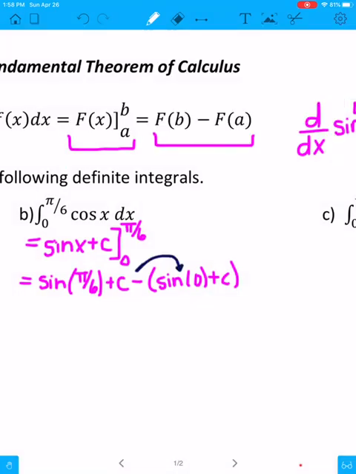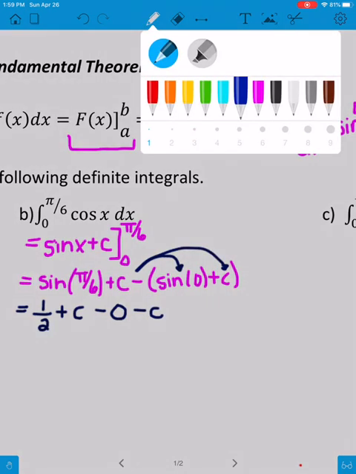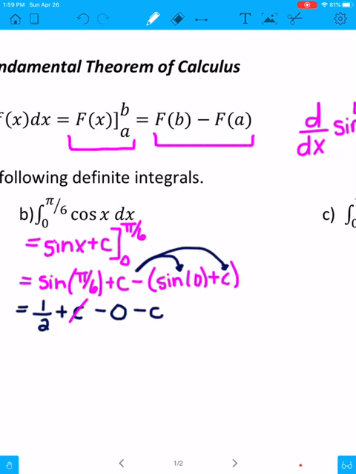So we're going to have to subtract that and subtract that. That's why we need to make sure we have brackets. So sine of pi over 6 is what y is at pi over 6, or 30 degrees, which is a half, plus c. Sine of 0 is what y is at 0, which is 0. And then I have to subtract c still. Now the c's cancel, and I'm left with 1/2. And that's my answer. And that's the answer to this as well.